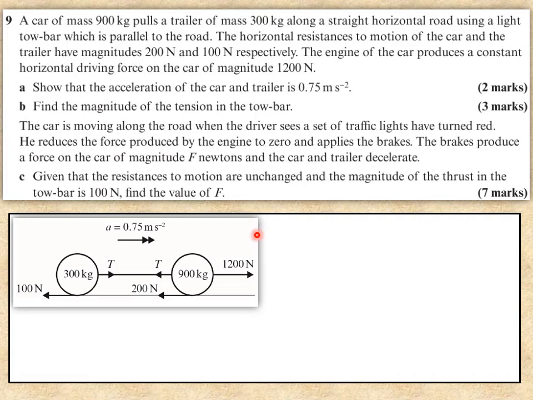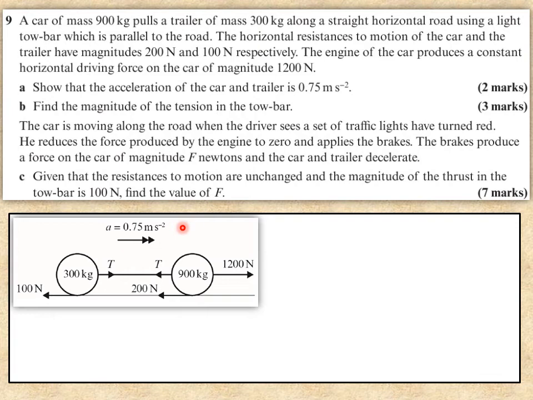Okay, so let us start. The question says a car of mass 900 kg, this is the car, pulls a trailer. So there is a trailer, the car is pulling, and the reaction forces are written here. Show that the acceleration of the car and the trailer, because they are tied together and accelerating together, the combined acceleration is 0.75 meter per second square.